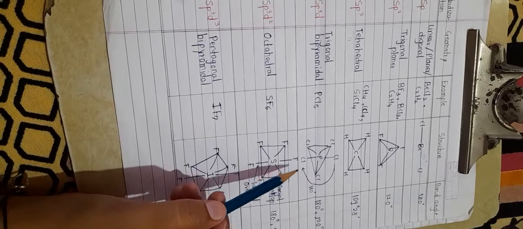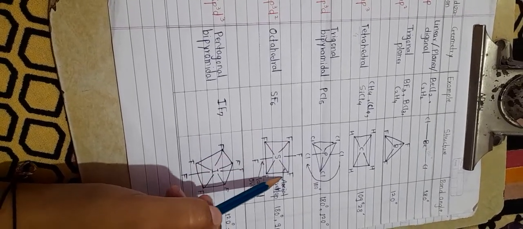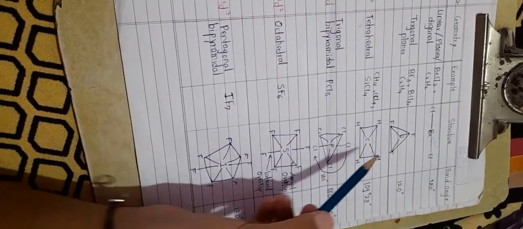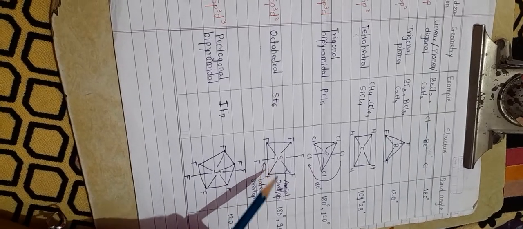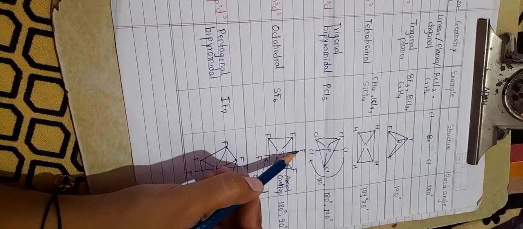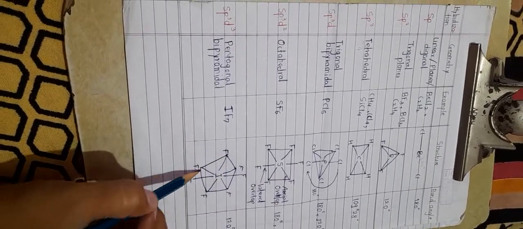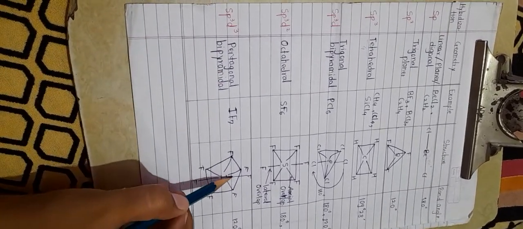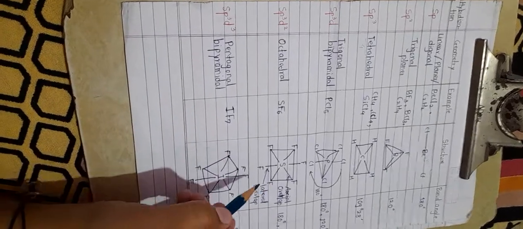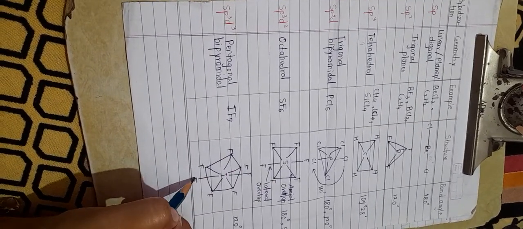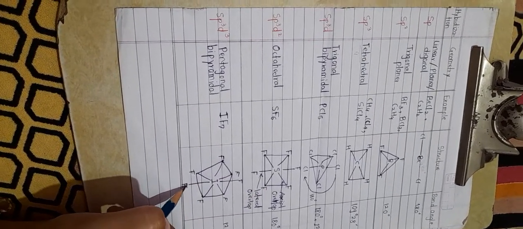Fifth, octahedral. This is like third, rectangle, and one fluorine is above the plane and one fluorine is below the plane. And last one is pentagonal bipyramidal, because of these two fluorines, one is above the plane and one is below the plane.